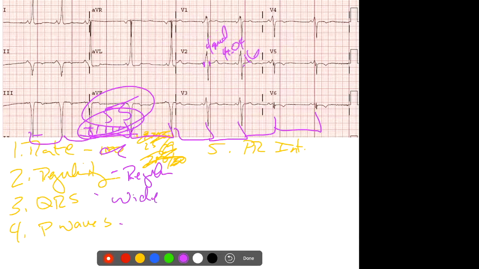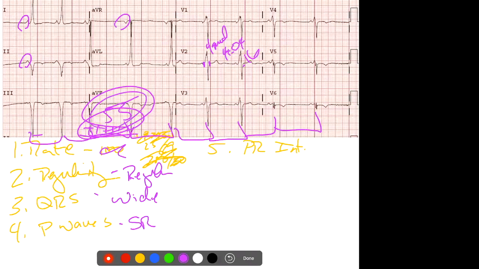What about the P waves? So we see those right here. Does that fit our definition for sinus? Did everybody follow me? Okay, sinus rhythm. So we have a sinus rhythm of some sort with a rate that's kind of slow.